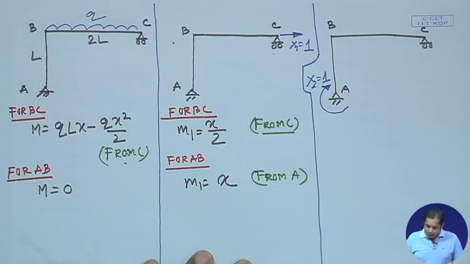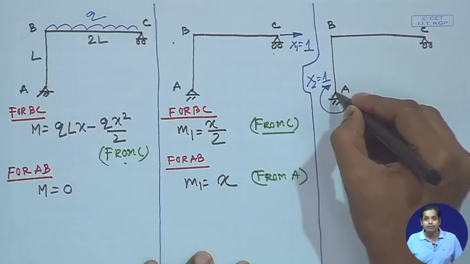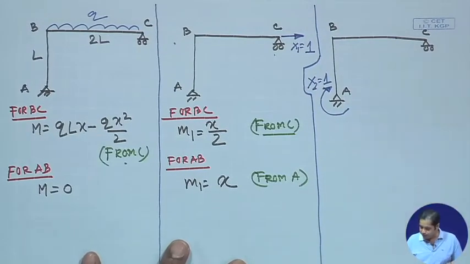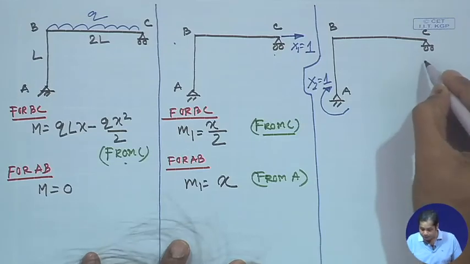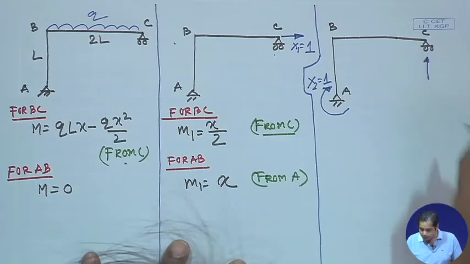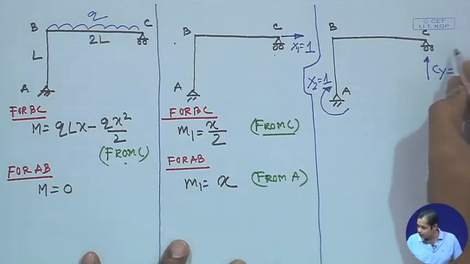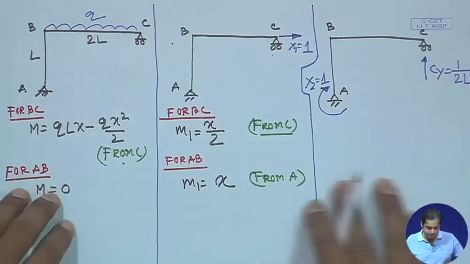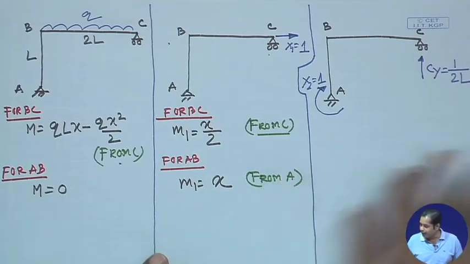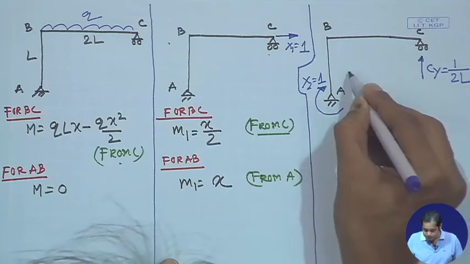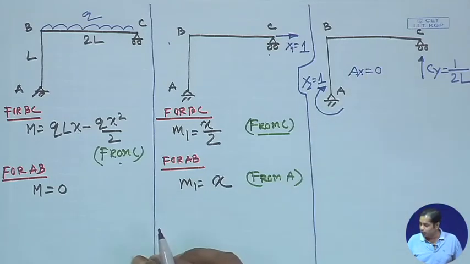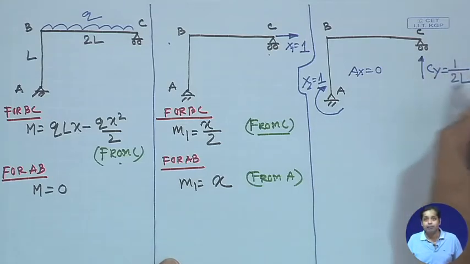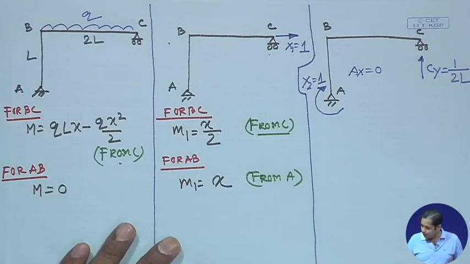Now, again if you apply the equilibrium condition, then what do we get? We will get C y is equal to 1 by 12. Okay. And A x will be 0. And A y will be minus 1 by 12. Okay.